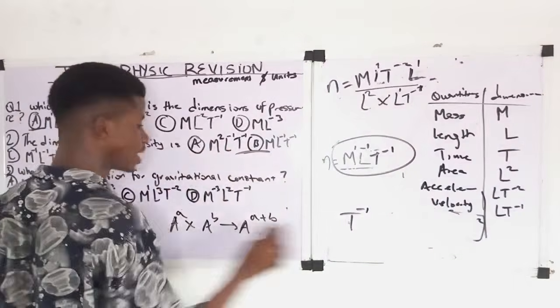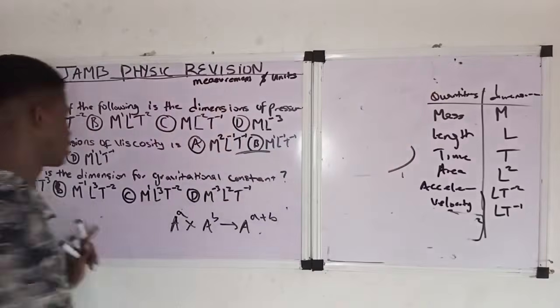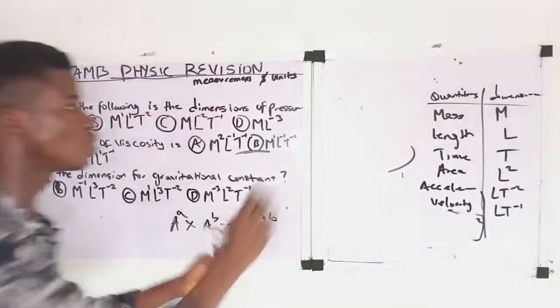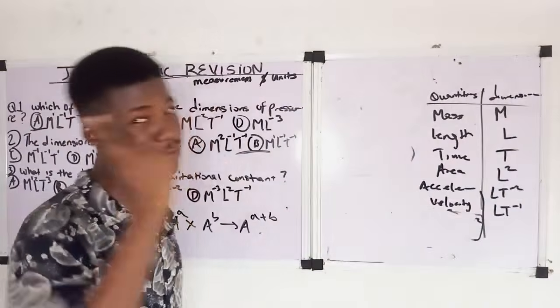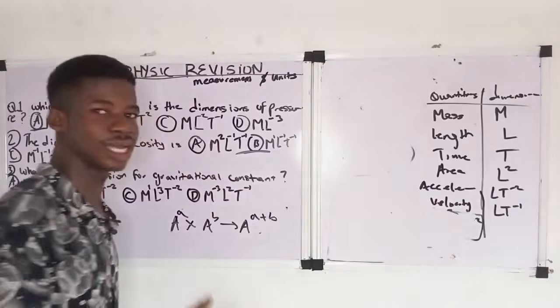Now what about the last part, for gravitational constant? What is the dimension for gravitational constant? It's very easy. The very first thing we are going to do is to know the formula of the quantity, right? Yes. Now what is gravitational constant?